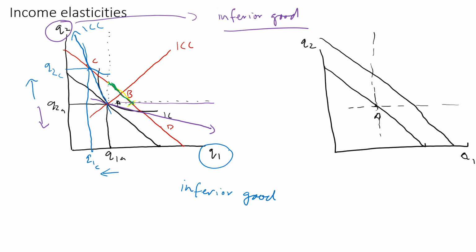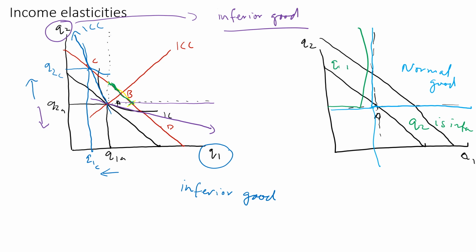If the new consumption lies above this area, then both the goods are normal goods. If it falls in this area, both the goods are normal goods. But if it falls in this quadrant, Q2 is inferior, and in this quadrant Q1 is inferior. So this is our key takeaway from the graph.